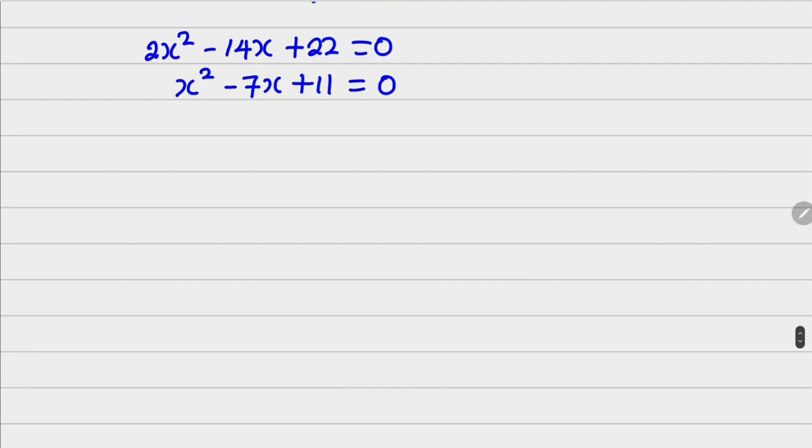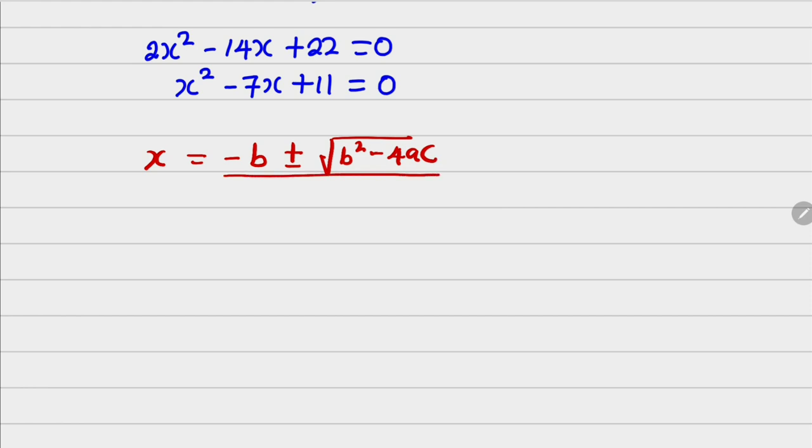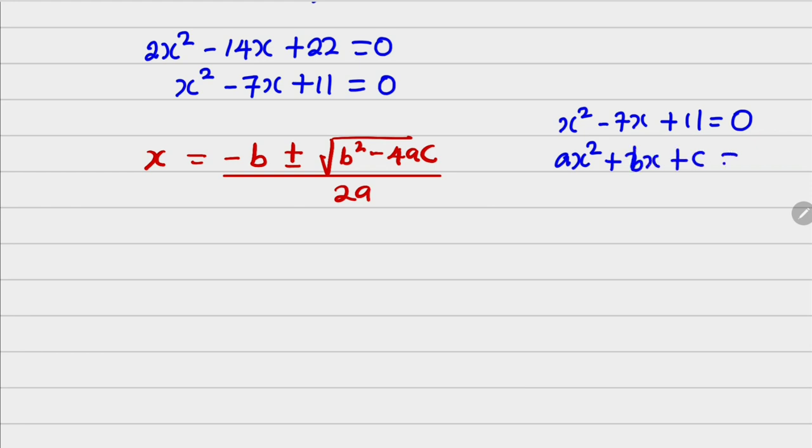Now, this is what I'm going to do. This equation is not factorizable. It's a quadratic equation that is not factorizable. So I will employ the quadratic formula, which says x is equal to minus b plus or minus the root of b squared minus 4ac, all over 2a. Now, how do I get my a, b, and c? They are the coefficients of this equation, which is x squared minus 7x plus 11 is equal to 0. Remember, the format of a quadratic equation is ax squared plus bx plus c is equal to 0.